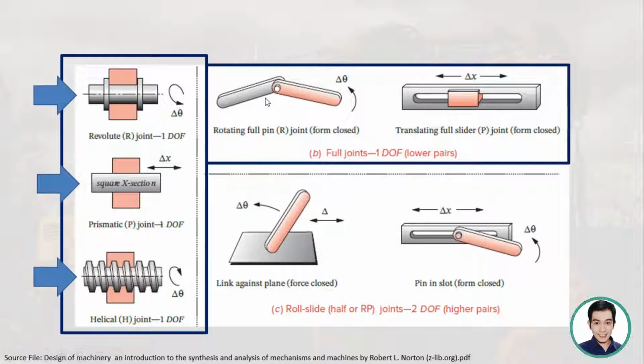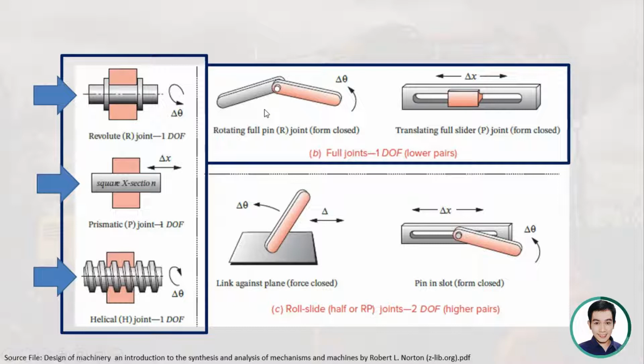You can see that for this rotating full pin joint, it is only allowed to rotate. So that's why it has 1 degree of freedom. On the other hand, for this translating full slider joint, it is only allowed to slide. So that's why it has 1 degree of freedom. The contact between the two is considered a lower pair because there is a surface contact between the joints.